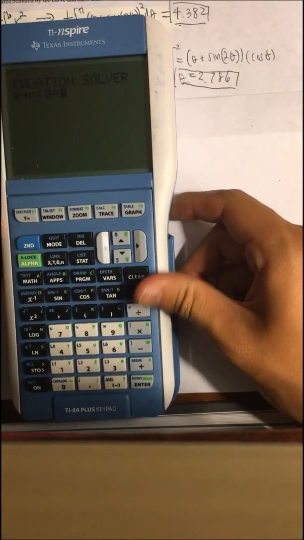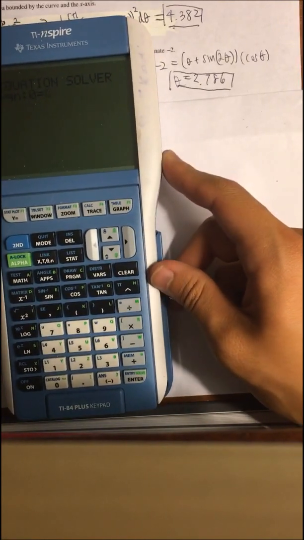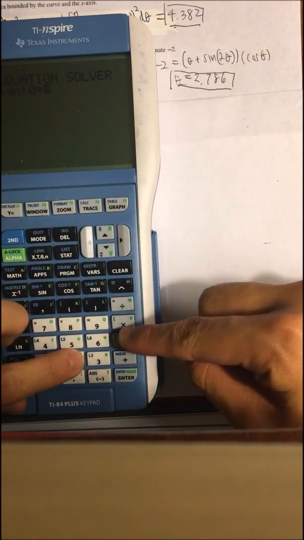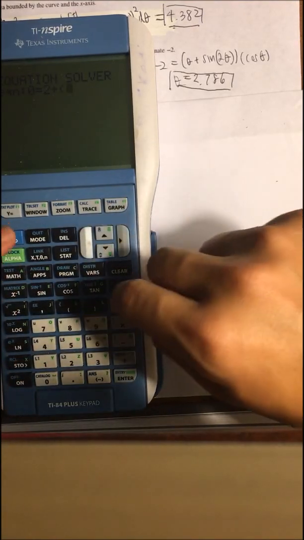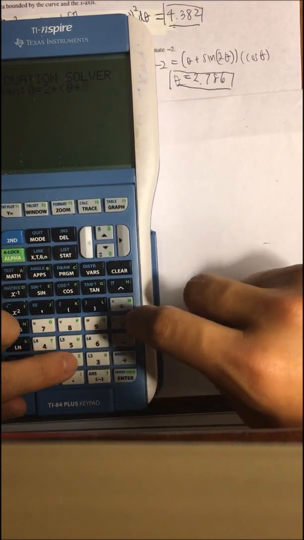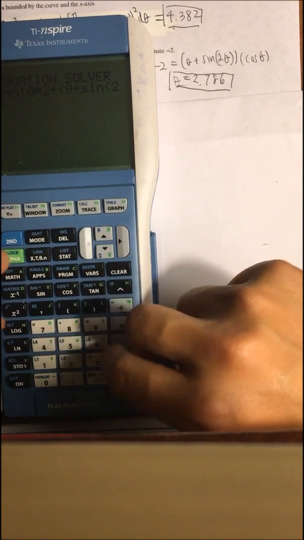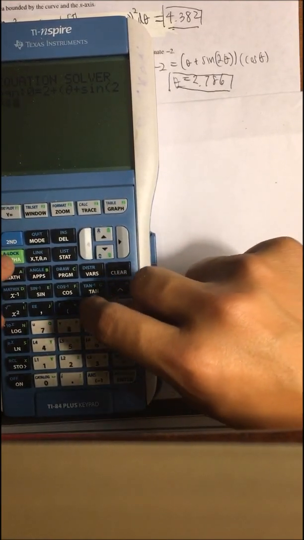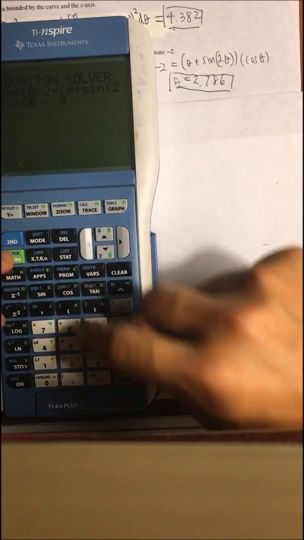We can use our calculator. Here is the equation solver. So we can make it so 0 equals, move the 2 to the other side, 2 plus theta plus sine 2 theta times cosine theta.